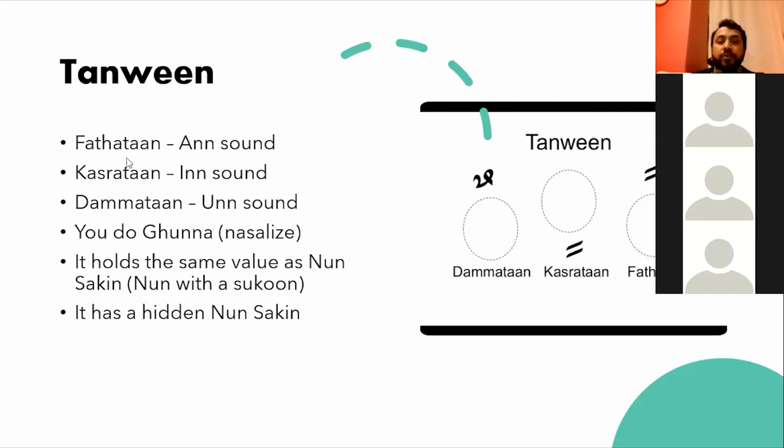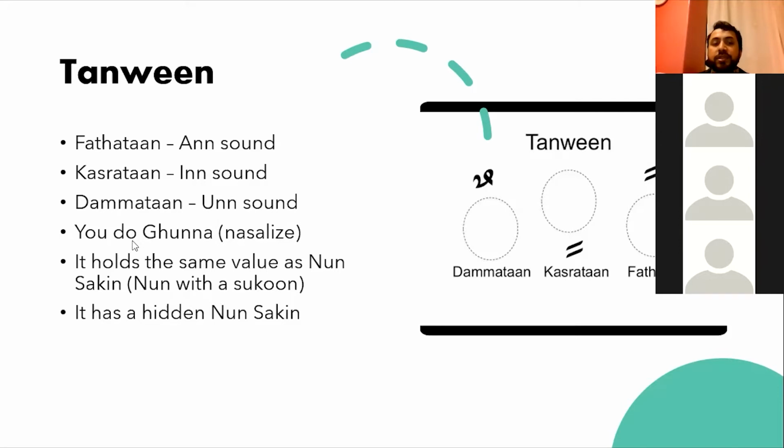When we're looking at fathatan, that's basically two fathas together, or you could say two zabars together, or the Bengali term of dui zabar. When we do that, it gives an "an" sound. When we look at kasratan, again it's two kasras or two zers, that gives the "in" sound. And then we've got dammatan, which gives the "un" sound. This is when there's two peshes together.